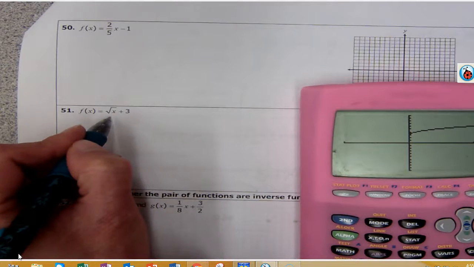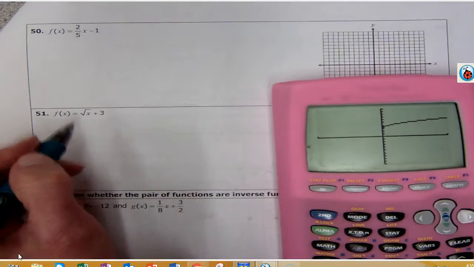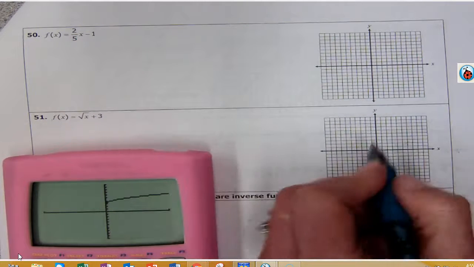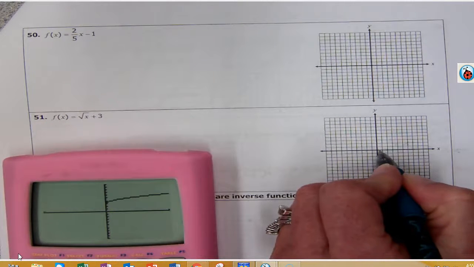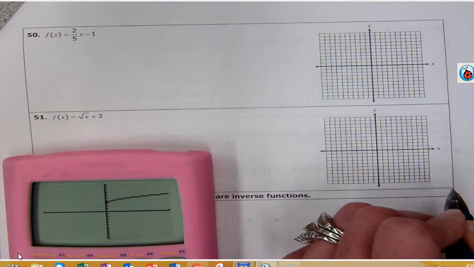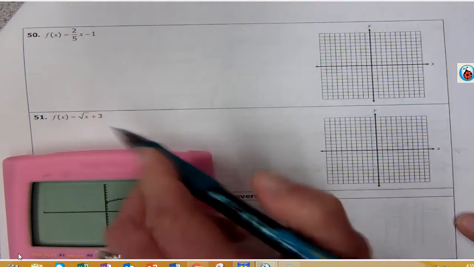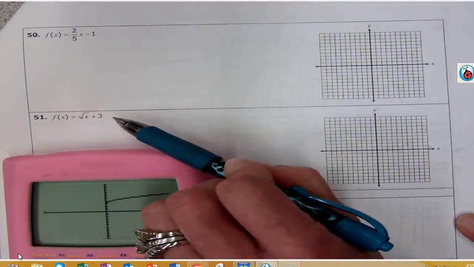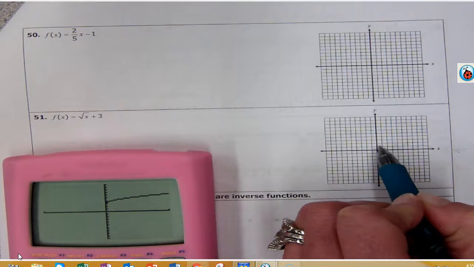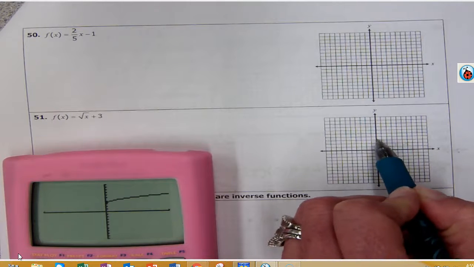If you think about your transformations, this square root graph is the original one started at the origin and went up in a half semicircle or a half parabola. And we can look at this and see that our transformations knowledge can come into place, and that's going to move that graph up 3, 1, 2, 3.